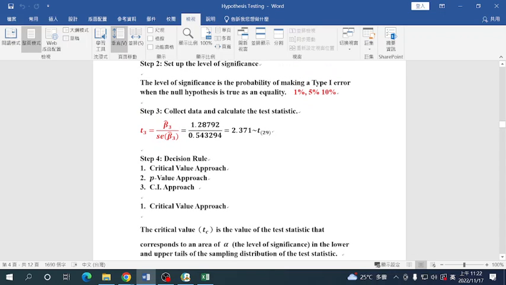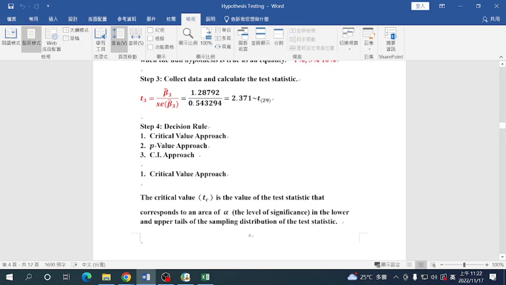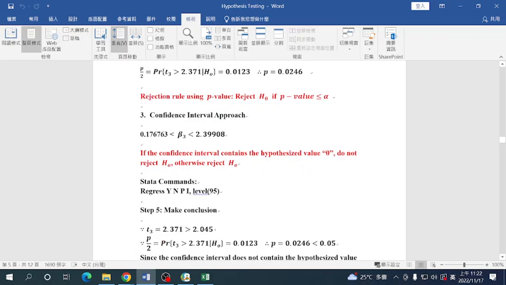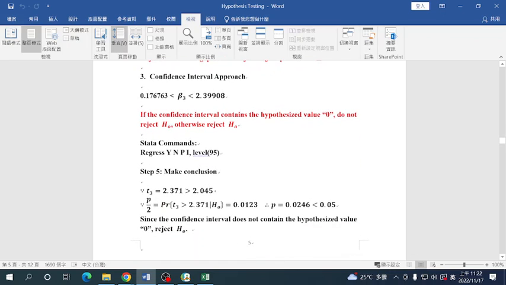Okay, I show this one again here. Decision rule for two-sided test. I have critical value approach, p-value approach, and confidence interval approach. This CI means confidence interval approach. Then the confidence interval approach shows the beta will be between this lower end and upper end.